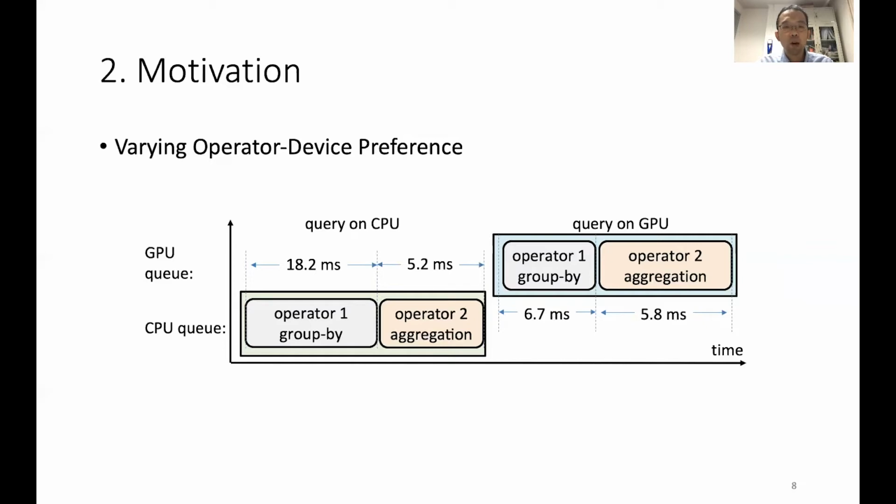When the query runs on the CPU, group by takes about 18.2 microseconds, and the aggregation takes about 5.2 microseconds. However, when the query runs on the GPU, group by takes about 6.7 microseconds, and the aggregation takes about 5.8 microseconds.